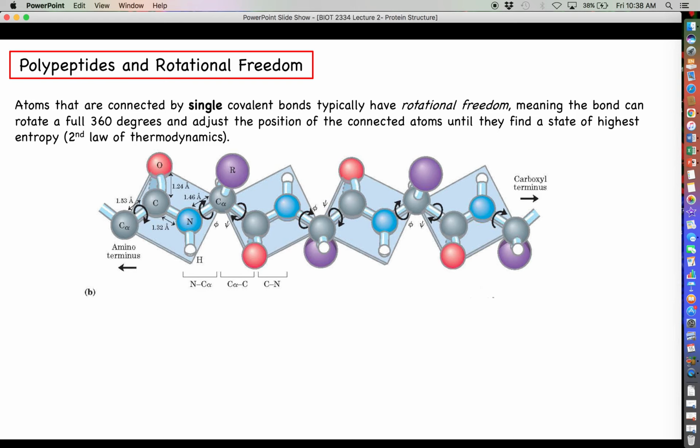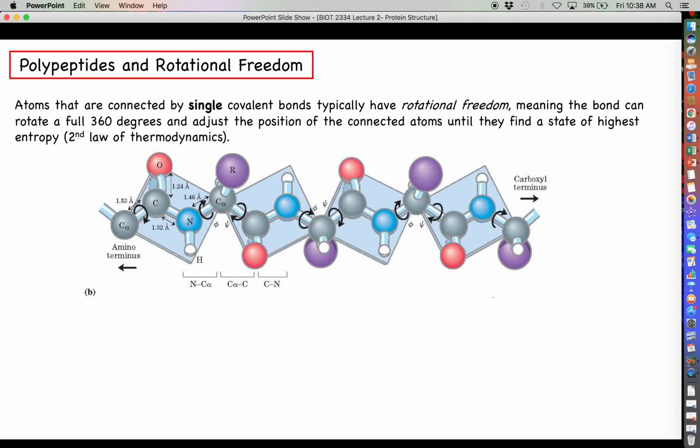So what we want to talk about here is the concept of rotational freedom. Atoms that are connected by single covalent bonds, a topic that you probably remember from general chemistry, a single covalent bond referring to the sharing of 2 electrons between 2 atoms, typically have what's called full rotational freedom, meaning that that bond can rotate a full 360 degrees and therefore adjust the position of the atoms that are attached to it.